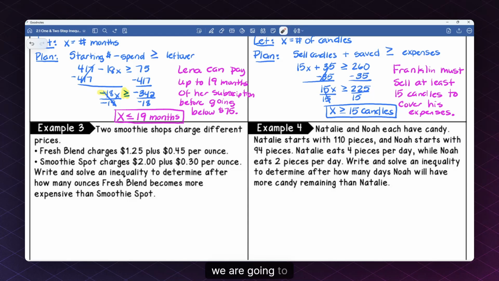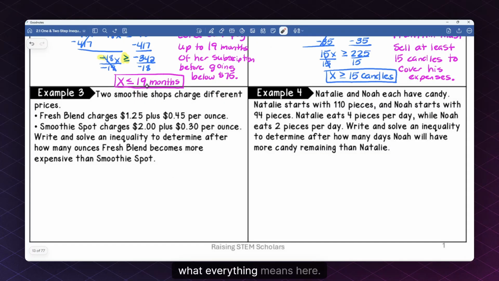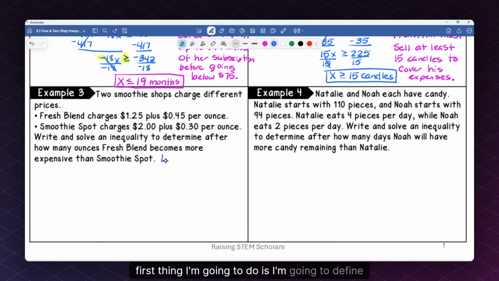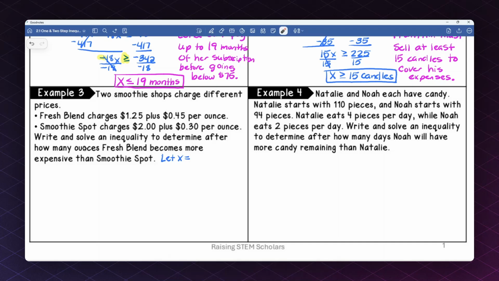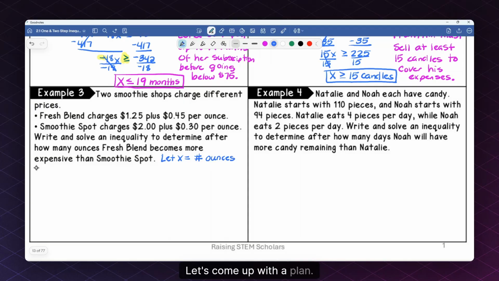All right, we're going to define these things. We've got to know what everything means here. Okay, so first thing I'm going to do is define, let x equal, well, what is it that we're trying to find? And it says after how many ounces. So my x is going to be number of ounces. All right. Well, what are we comparing? Let's come up with a plan. And then once we come up with a plan, we can figure out the other components.